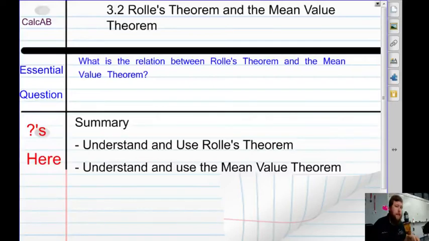Welcome, Calculus AB. This is section 3.2, Rolle's theorem and the mean value theorem. The essential question is, what is the relation between Rolle's theorem and the mean value theorem?